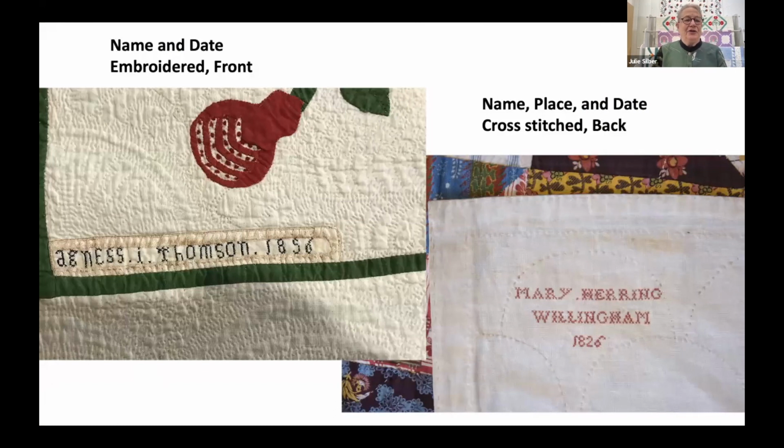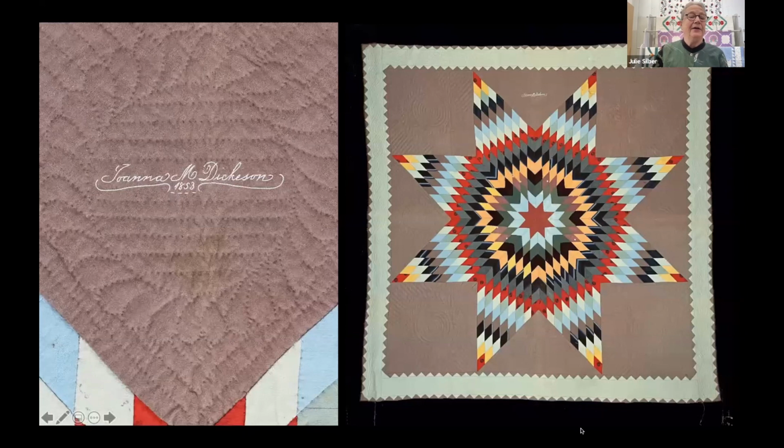I wanted to show just a few images of how quilts were documented in the past. We're going to go into that in a bigger way soon, but here's name and date embroidered on the front. On the right, name and date cross-stitched on the back. A very elegant and kind of quiet signature of Joanna M. Dickinson in embroidery. Her date, the date 1853. She was a quiet kind of person.